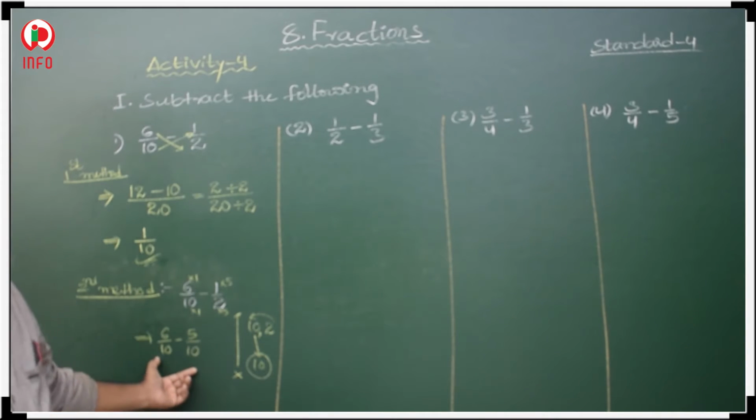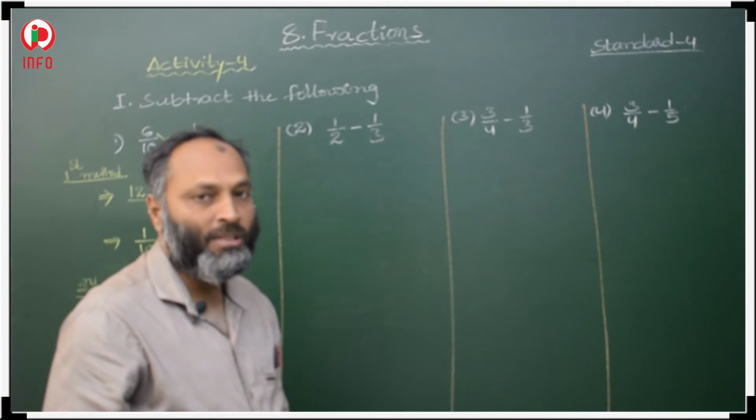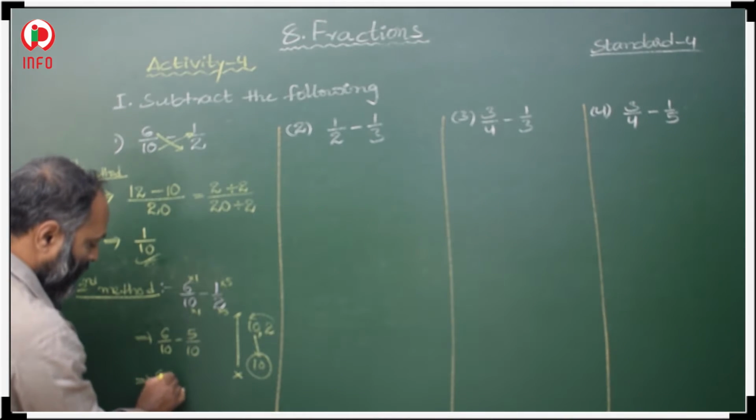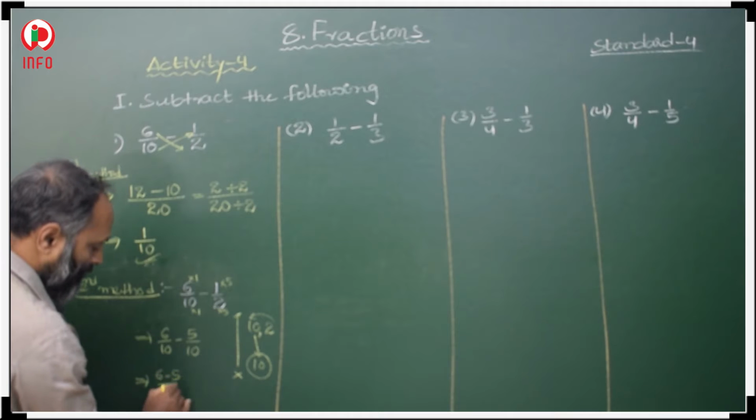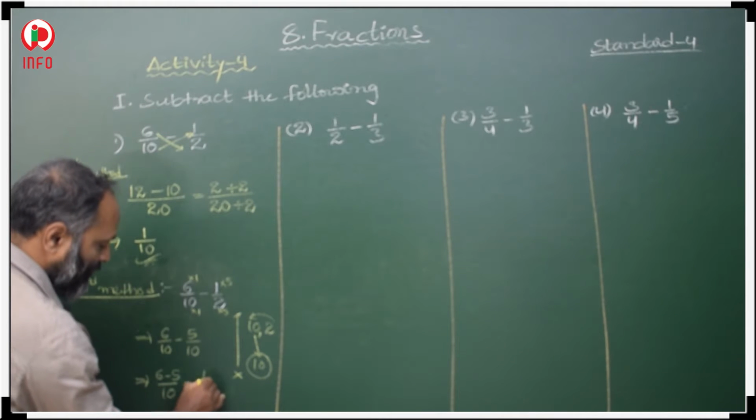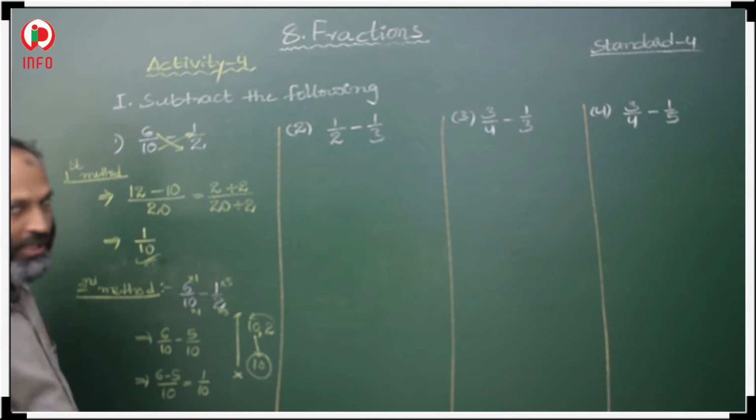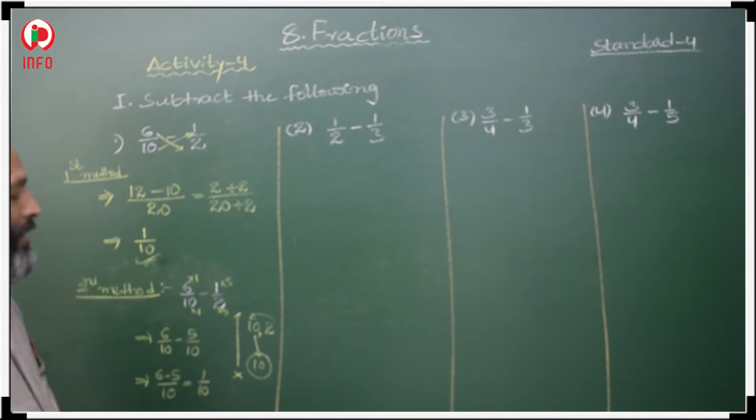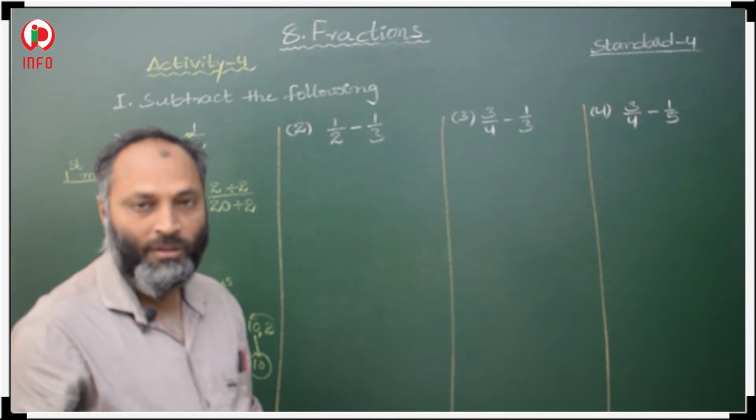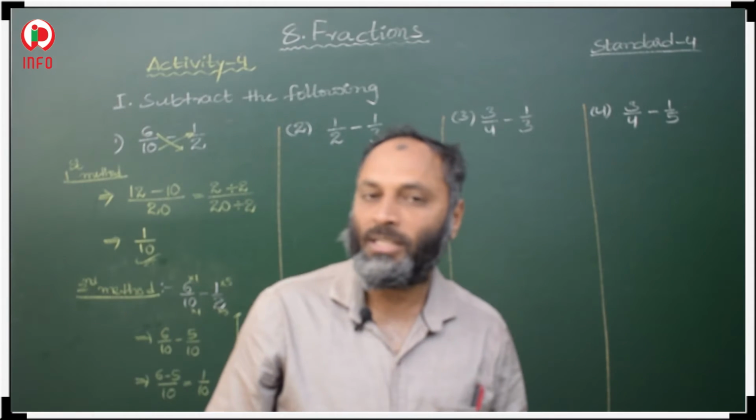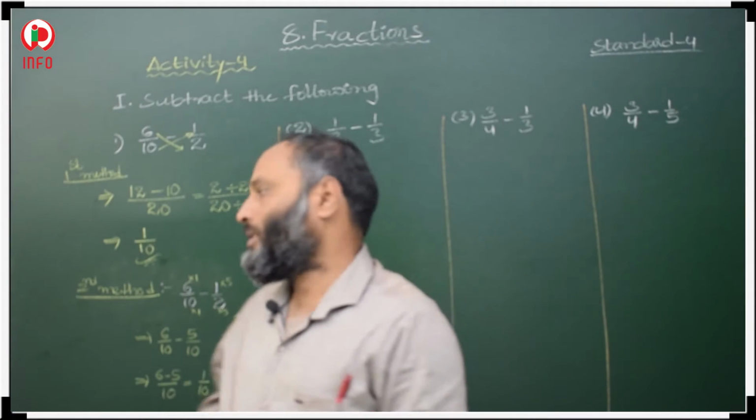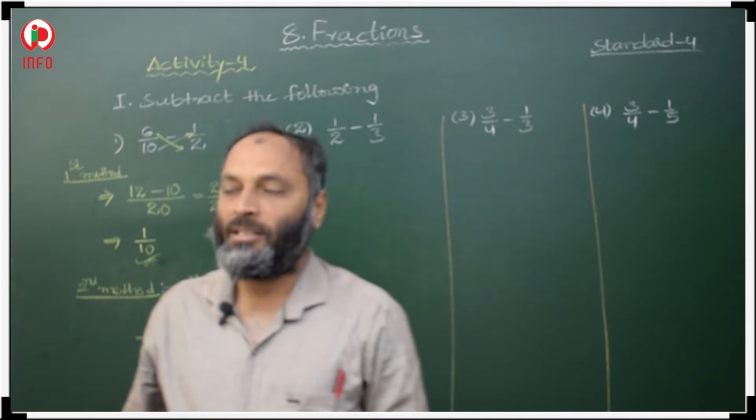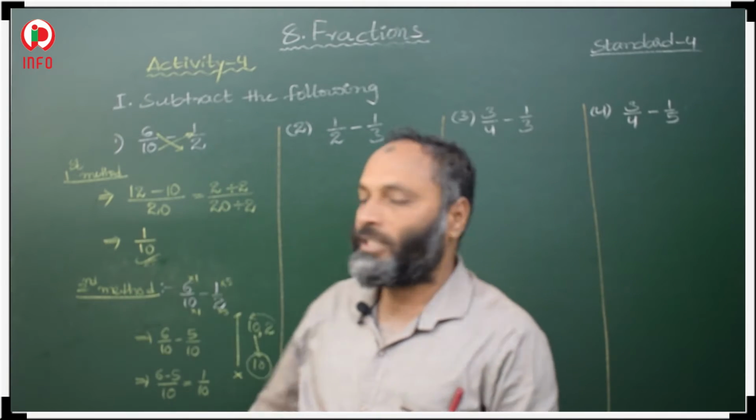Now these are like fractions. When like fractions are there, how to subtract? The difference of the numerators, that is 6 minus 5, by the common denominator. 6 minus 5 is 1. 1 by 10 is your answer. So here also 1 by 10 and there also 1 by 10. Any one method you can follow, either the first method or the second method, that's your wish. This is the method we followed in addition, the same method again we followed here.